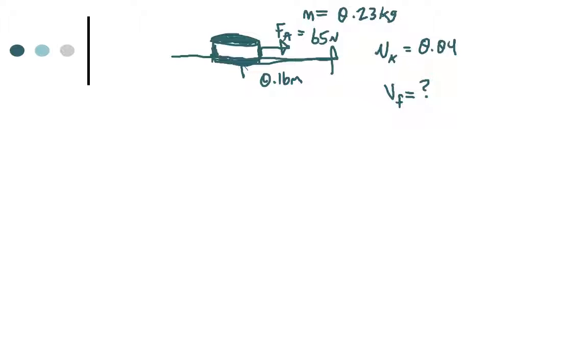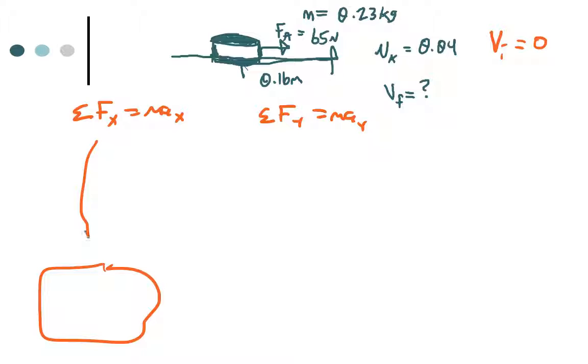Okay, so now we have a situation with a hockey puck that's being hit with 65 newtons of force over 16 centimeters, and we have some friction here, and we want to find out the final speed if it's starting from rest. So on this one, it's going to be basically the same process. You have to set up the net force in the x, take a look at the forces in the y as well, and work through that same process to find the net force.